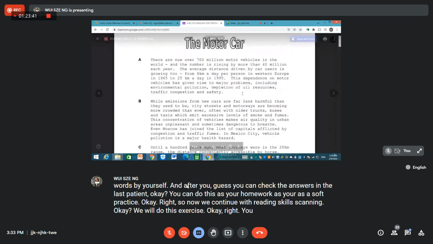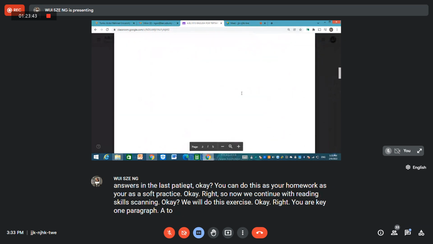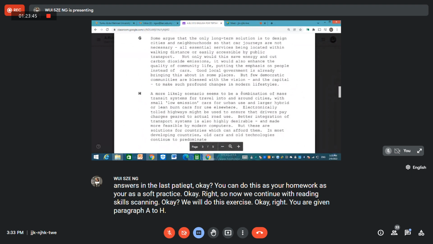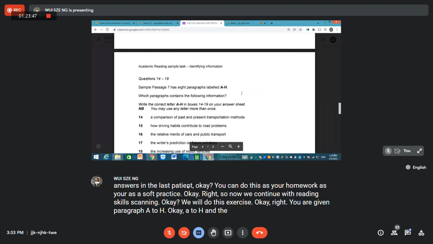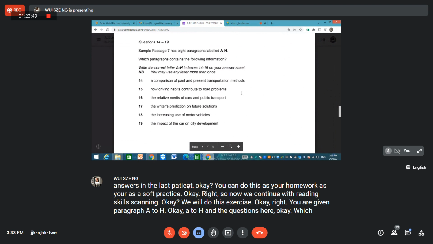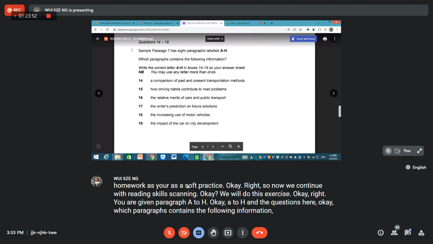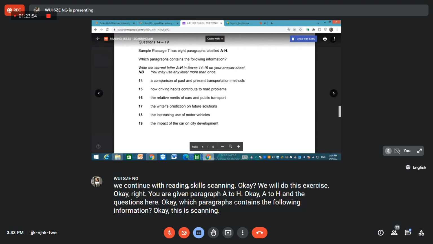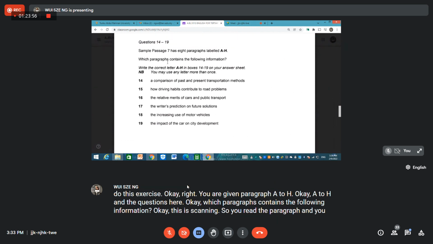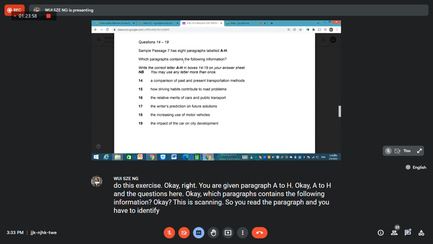Okay, right, you are given paragraphs A to H, and the questions here. Which paragraphs contain the following information? This is scanning. So you read the paragraphs and you have to identify which paragraph provides the following information.